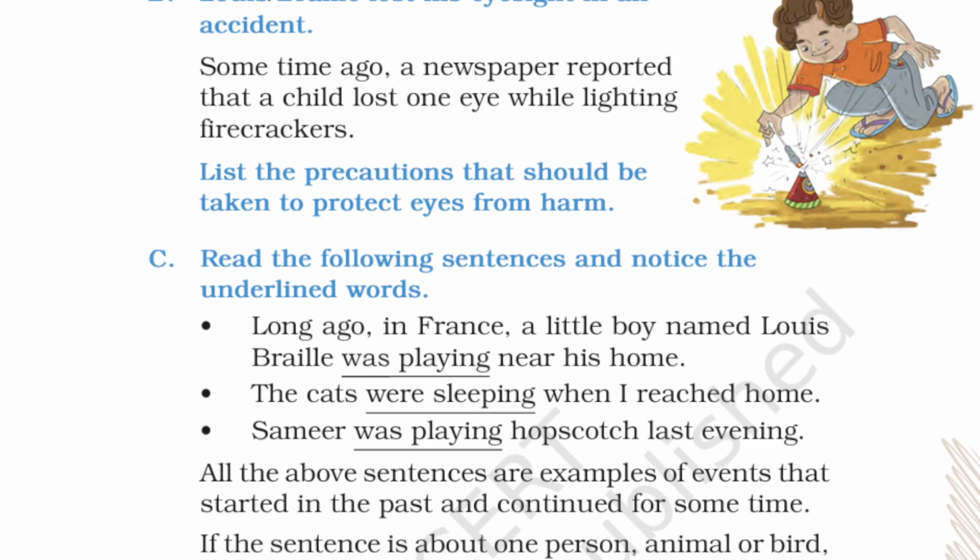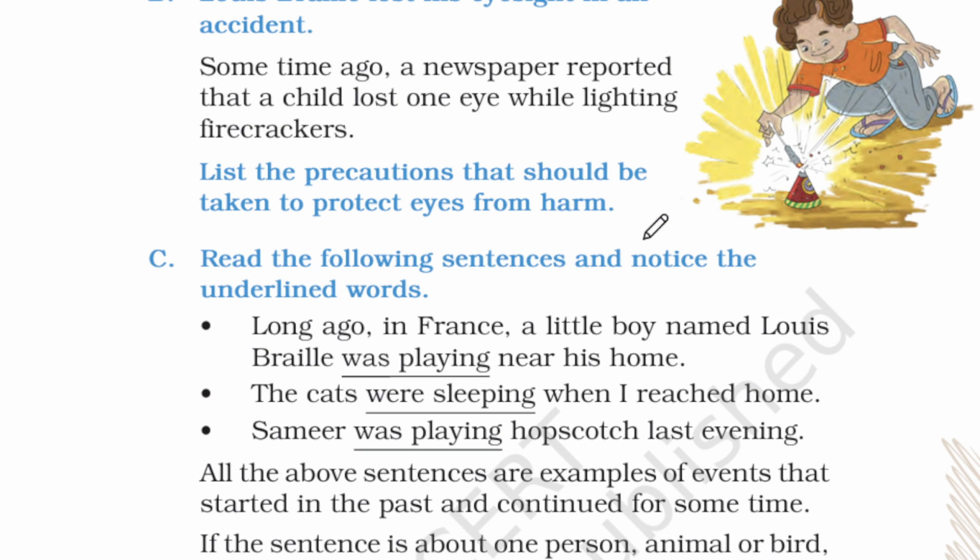So next, Louis Braille lost his eyesight in an accident. Yes, we already know that he lost his eyesight while playing with a sharp tool. So let's see, some time ago, a newspaper reported the child lost one eye while lighting firecrackers. Students, this is very very important. You should be very very careful while using any objects or playing or using crackers. Always please do this with the help of your parents. Diwali is going to be very near, so I want everyone to be very very careful.